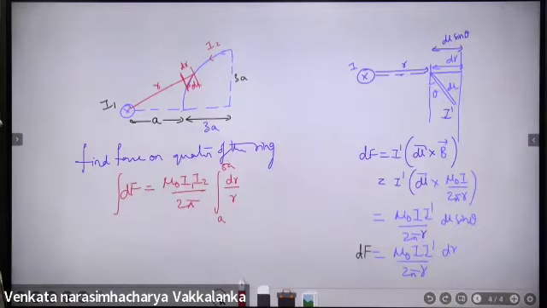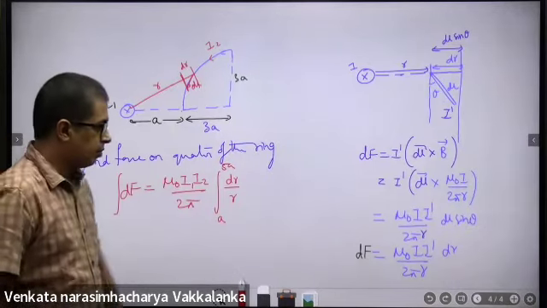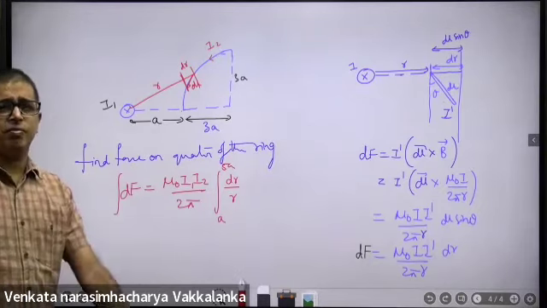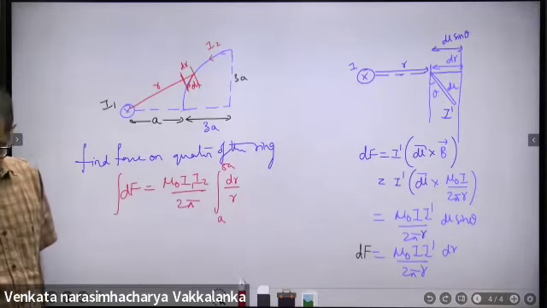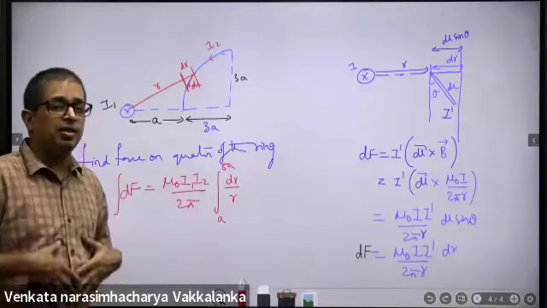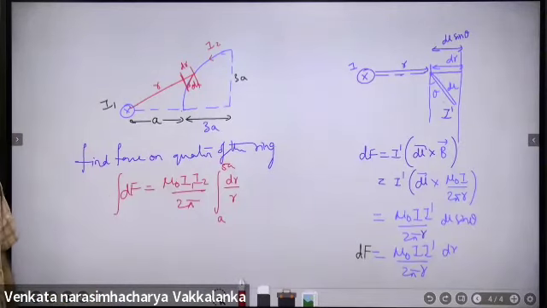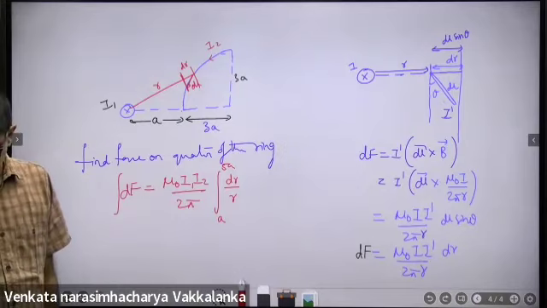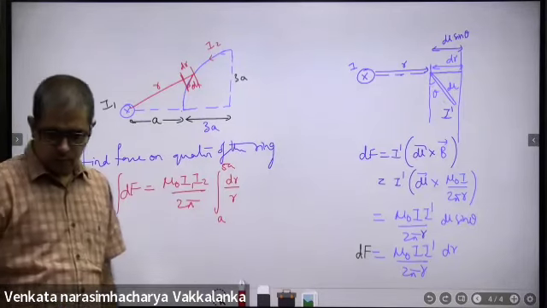Done, sir. Can I rub the board? One very tough problem in magnetism. This will take 10-15 minutes. I'll give you no hint. Attempt this. Can I rub the board? Yes, sir.